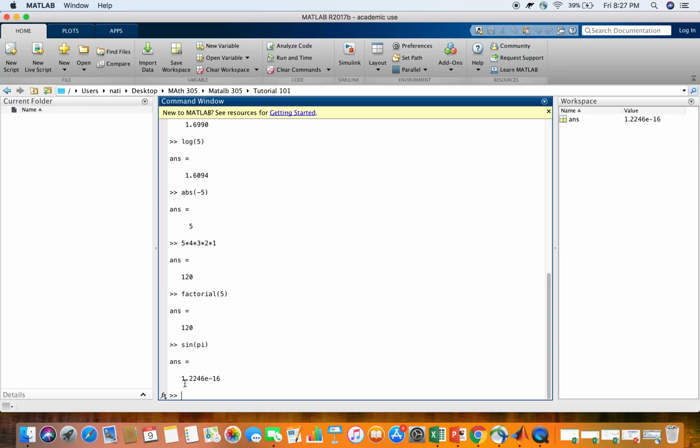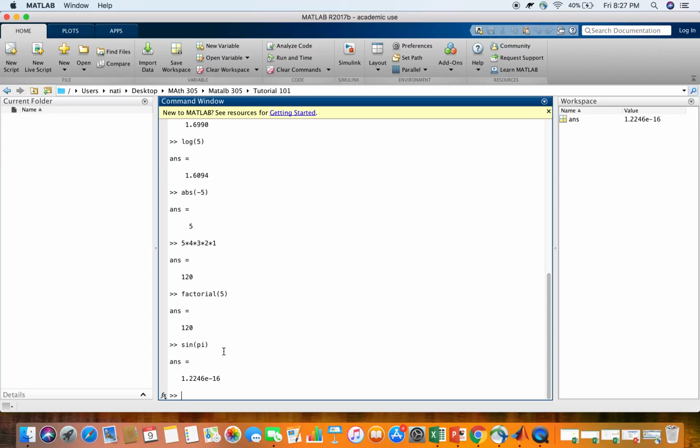In this case, we see it is 1.2246 times 10 to the -16, and you will think, okay, no, I know the sine of pi is equal to 0. And this is sometimes what happens in computational techniques, and that is you start accumulating error. In this case, you know that 1.2246 times 10 to the -16 is for all purposes just 0. So don't get confused. It's fine.